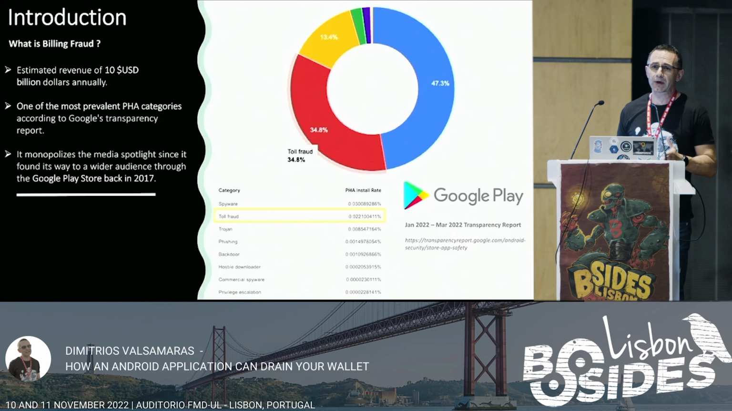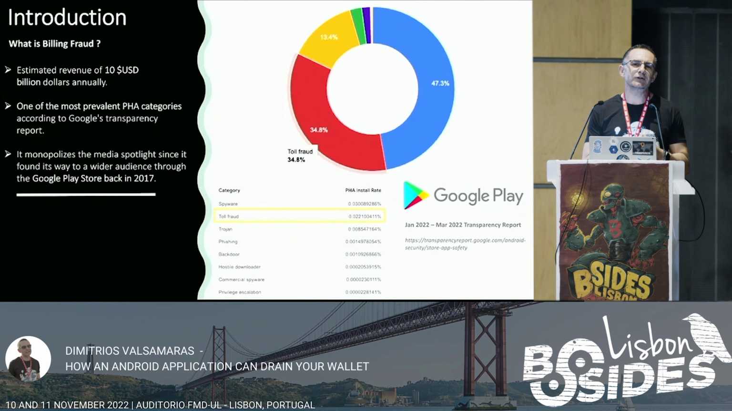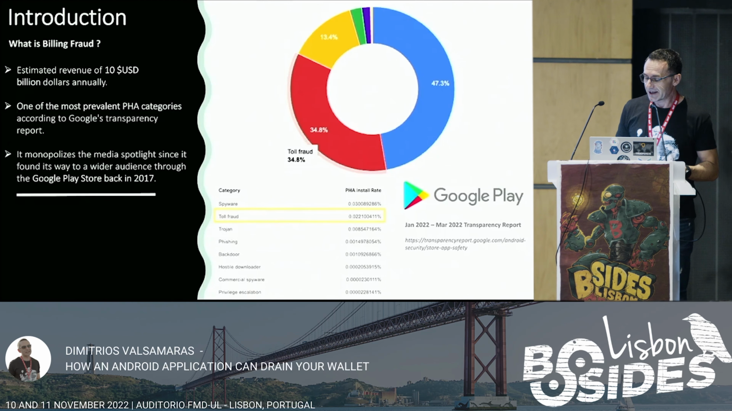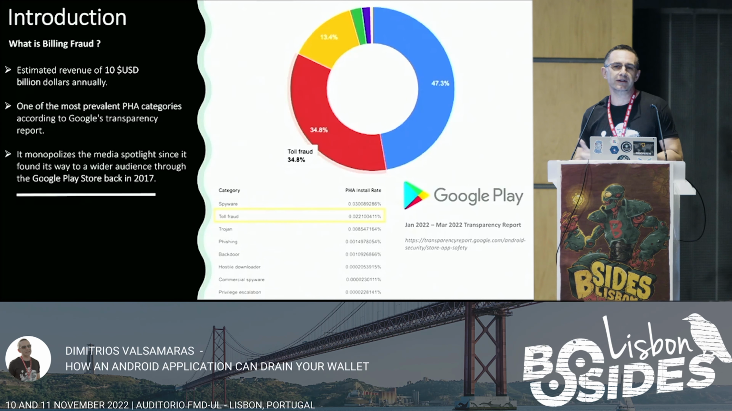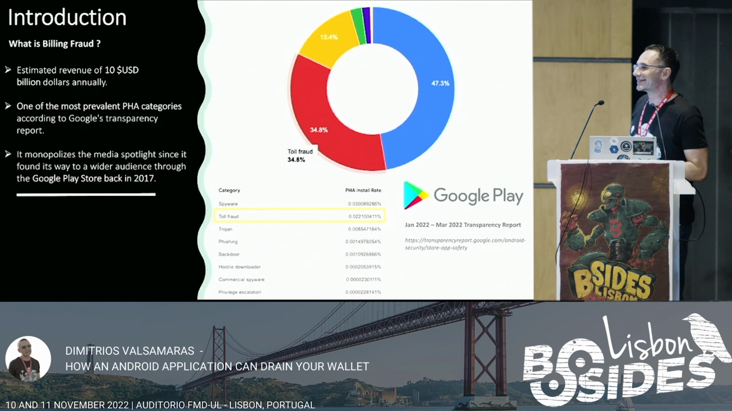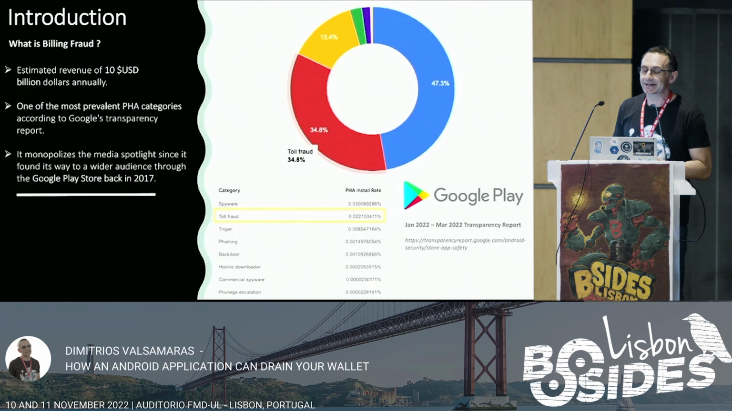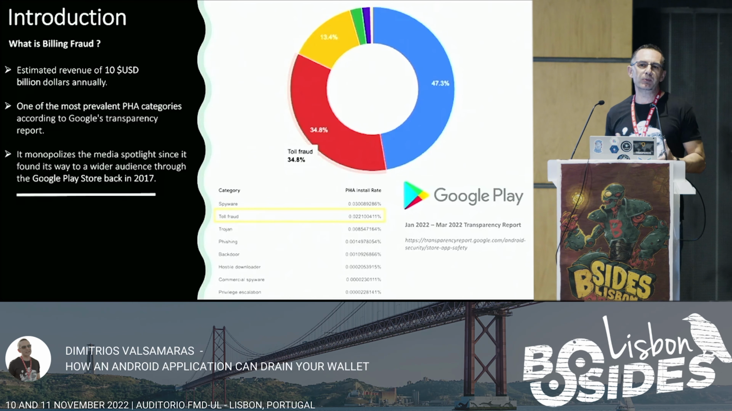When it comes to toll fraud, we're talking about a malware family with a multi-billion-dollar yearly revenue, and one of the most prevalent malware categories according to Google Play Store's Transparency Report. It is also very popular. I'm sure that many of you have heard about the Joker family, and some of you have also heard about the Bread family, although there are not a lot of posts out there on how this malware works. It is such a popular malware due to the fact that it uses the Google Play Store as its main distribution means.